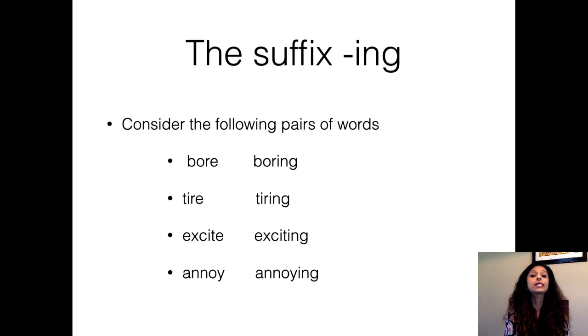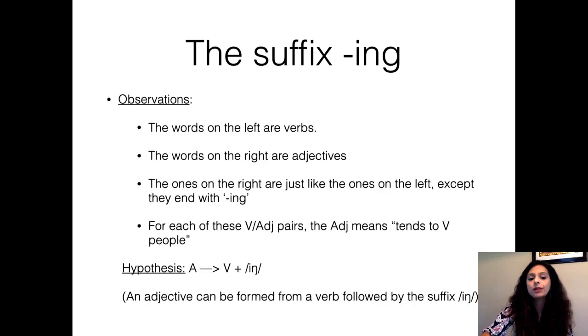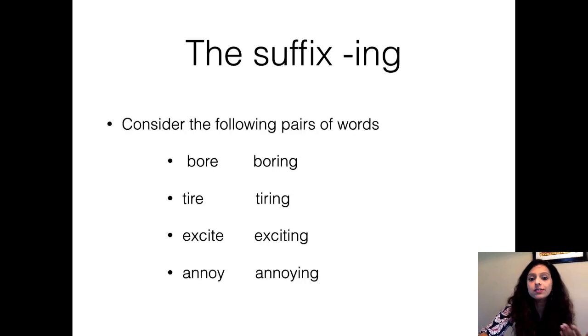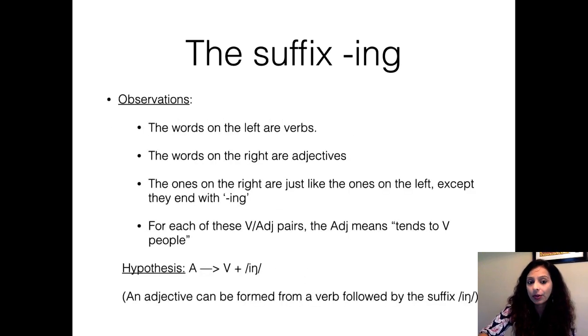Moving on to the suffix ing, again, tell me the part of speech of the words on the left-hand side. Bore, tire, excite, and annoy. These are verbs. And what about the words on the right-hand side? Boring, tiring, exciting, annoying. Sorry, these are adjectives, right? Boring, tiring, exciting, and annoying.